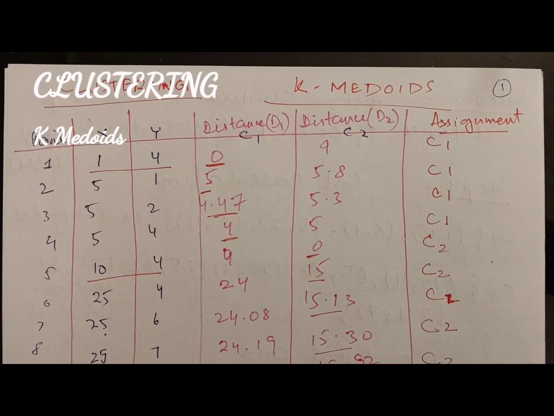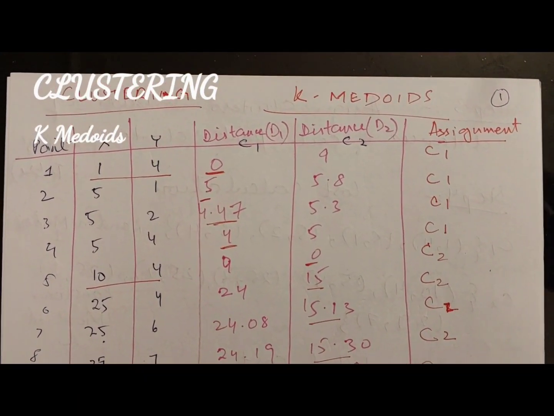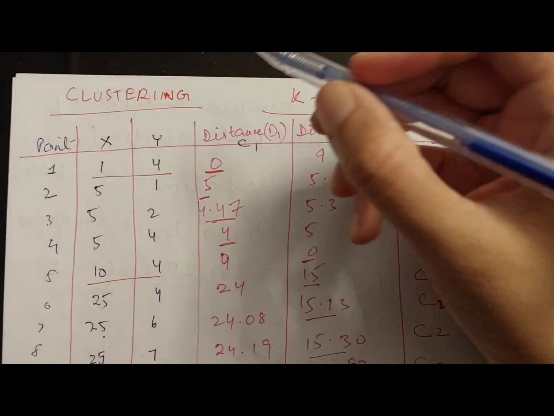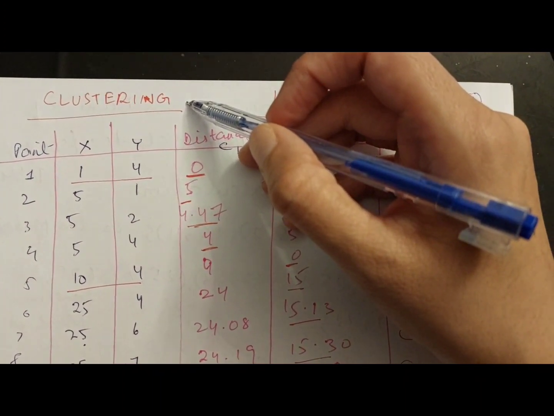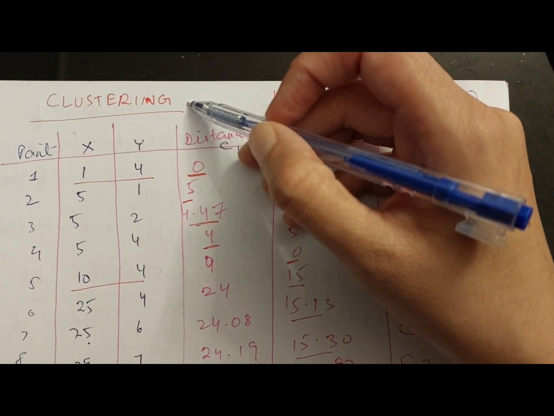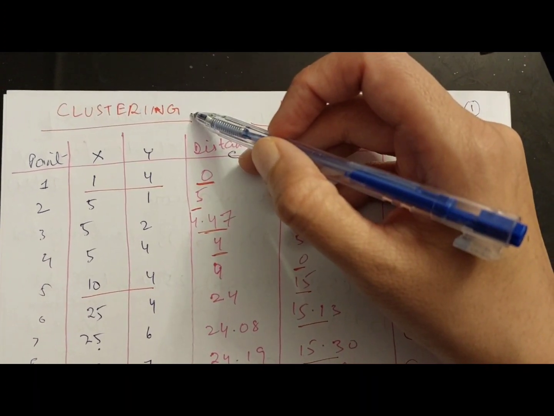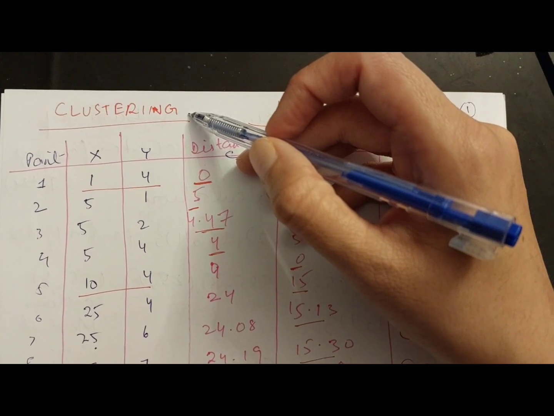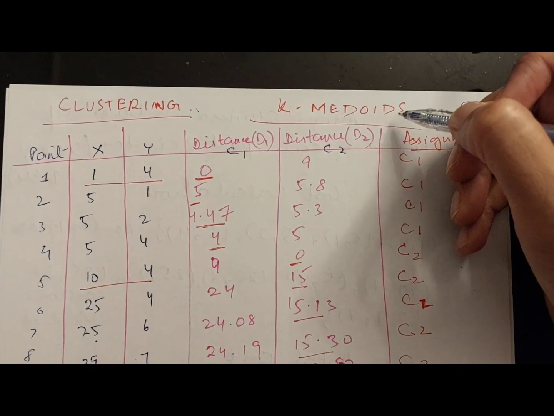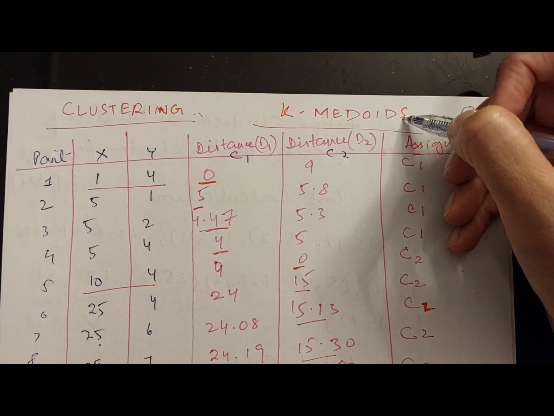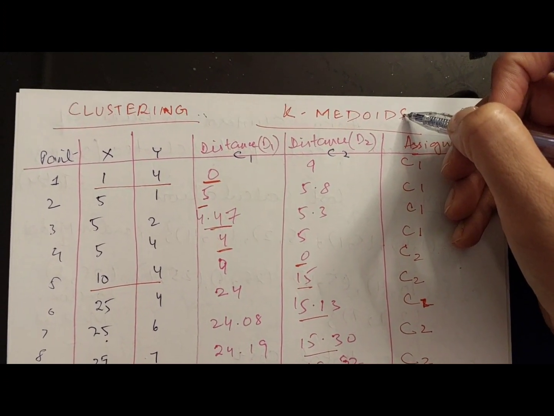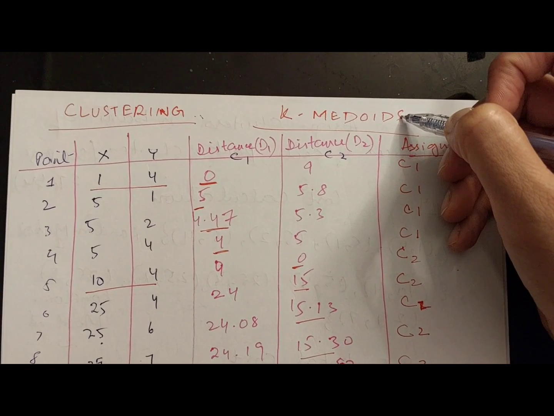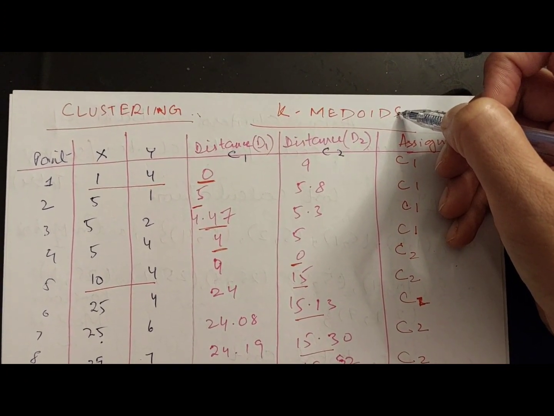Today we will solve an example to understand the K-Medoids clustering methodology. We know that clustering is a method in which we form groups of data points. Clustering can be done with the help of K-means, and clustering can also be done with the help of K-Medoids. The difference between medoids and means is that the mean is always the central point, and a medoid can be any point which has a high frequency.